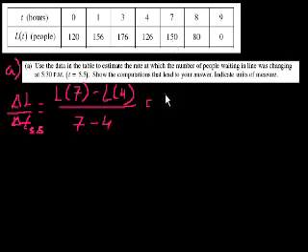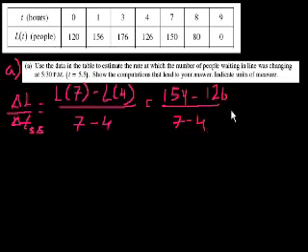L of 7 is 154. They give us that. L of 4 is 126. And we divide it by 7 minus 4. So that equals what? 154 minus 126 is, let's see, if I have 24 plus 26 is 50, so it's equal to 28, right? If this was 2 less, it would be 30, right? So it's 28, and 7 minus 4 is 3.